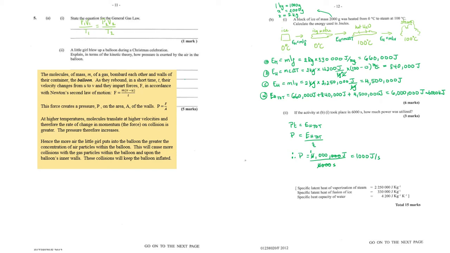Okay, now for B, it says a block of ice of mass 200 grams was heated from 0 degrees Celsius to steam at 100 degrees Celsius. Calculate the energy used in joules.